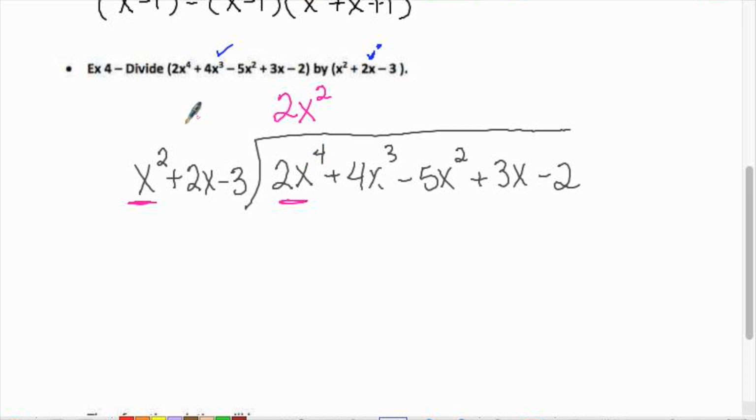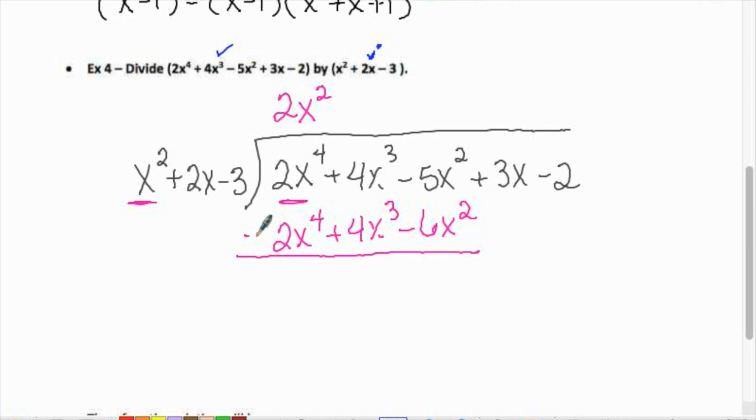And then we multiply to each one of the terms here. So we have 2x to the fourth plus 4x to the third minus 6x squared. Draw your line and change your signs. So these guys cancel. In this particular case, these guys also cancel. So that brings up a really good point. Here we're going to have just a positive x squared.